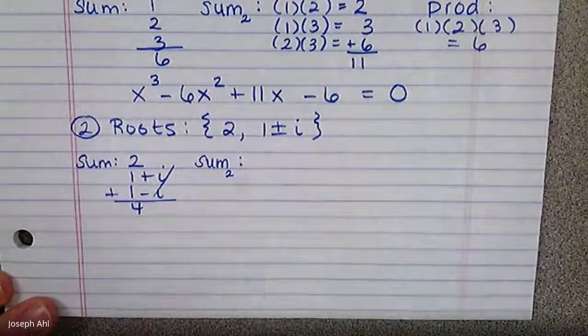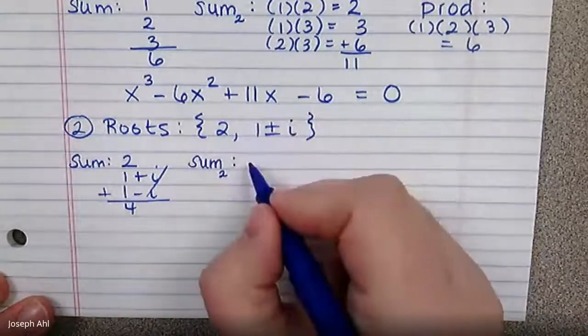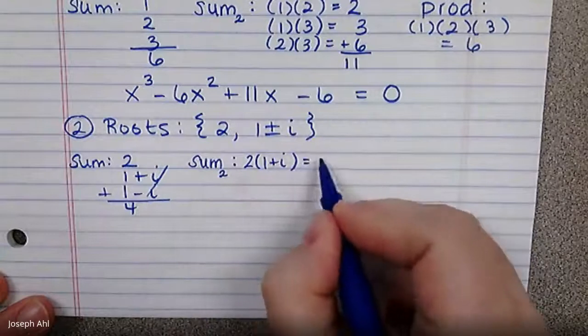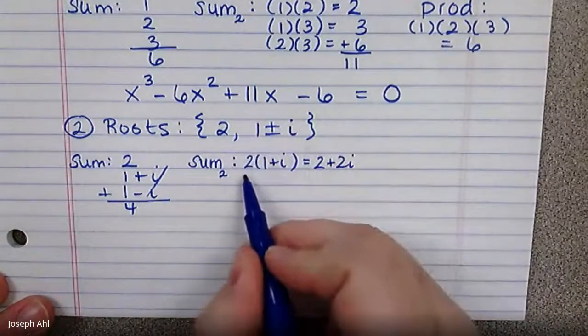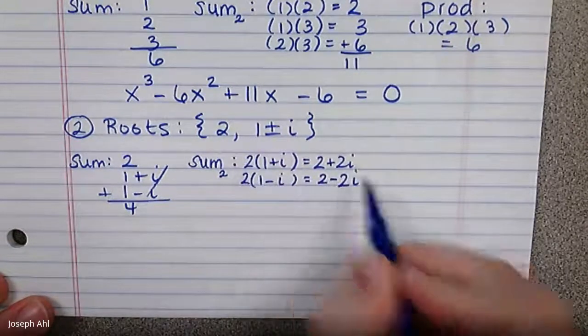Okay, moving on to the sum of the products 2 at a time. This might take you a little bit longer to get used to, but I promise by the end you'll start to feel pretty confident about it. All right, 2 times 1 plus i is 2 plus 2i. Just distribute the 2 in there. Then you compare 2 with 1 minus i. So that's going to become 2 minus 2i.